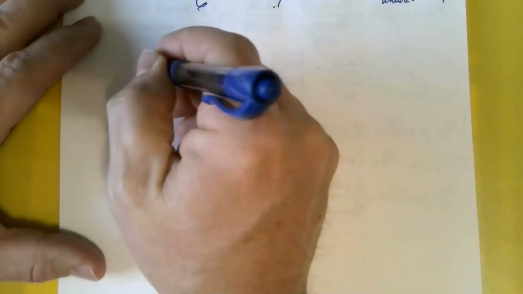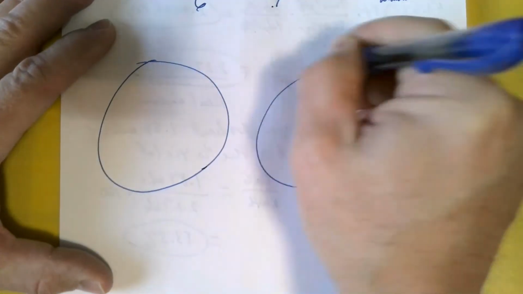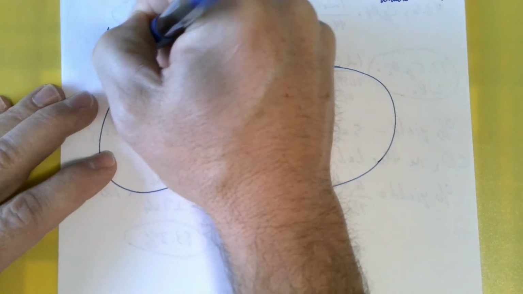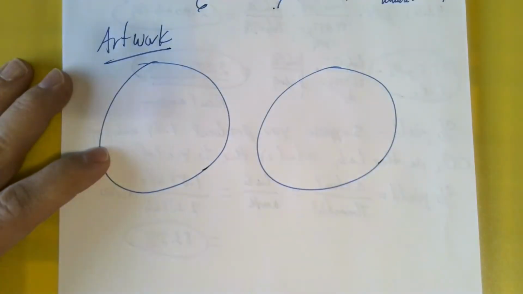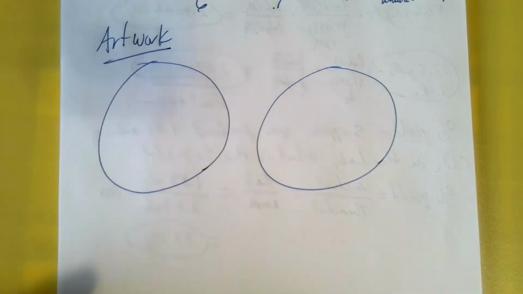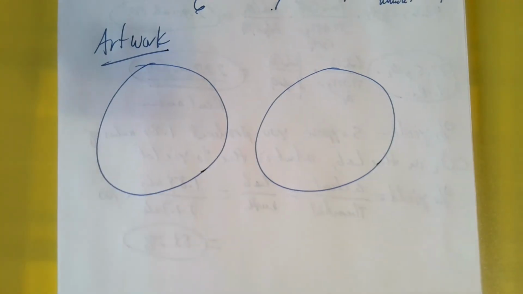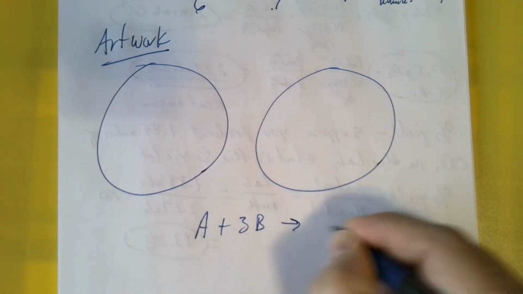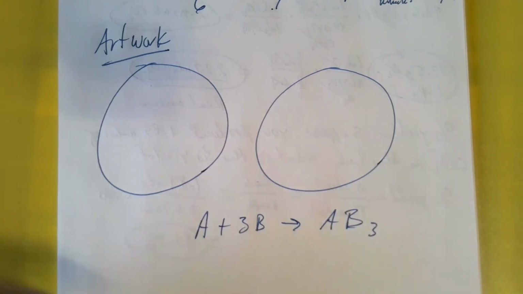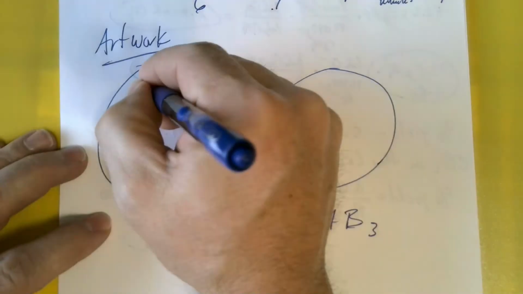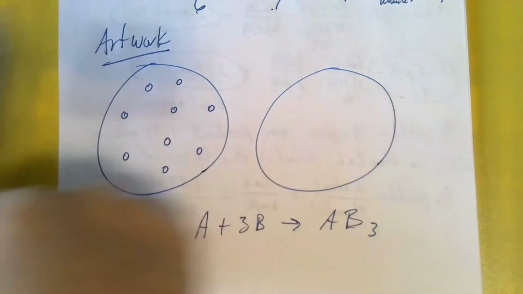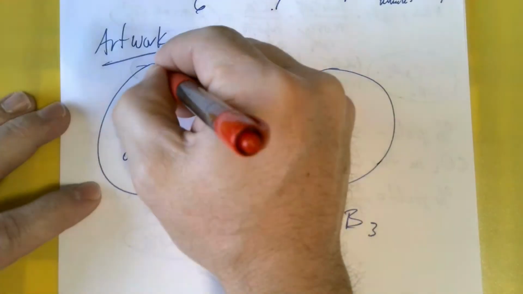But anyway, so here's my 2 pictures. I'm telling you, this is going to be very similar to what you're going to see on the test. There are several artwork questions, and if you've started the homework, you know what I'm talking about. What they're going to do is give you an equation. The one we used was A plus 3B gives me AB3. And then they give me this picture, and then they give me this one.